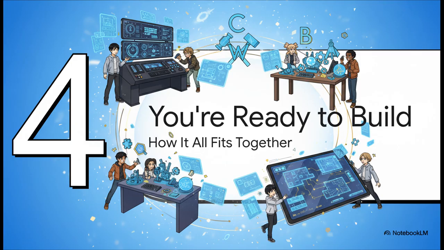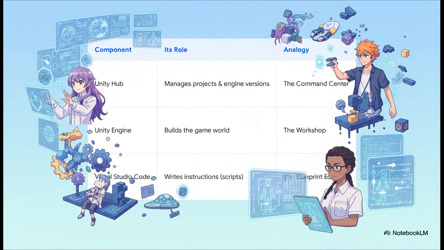So, before we wrap up, let's just quickly go over how these 3 things actually work together to make a game. So here's the workflow, nice and simple. First, you'll always start by opening Unity Hub, your Command Center. From there, you'll either create a brand new project or open one you're already working on. The Hub will then automatically launch the correct version of the Unity engine for that project. That's your workshop. Inside the Unity engine, that's where you'll do all the visual stuff, building your world, placing your characters, tweaking the lighting. But then, when you need to make something actually do something, like make the player jump when you press the spacebar, that's when you'll switch over to Visual Studio Code, your blueprint editor, to write the code for it.